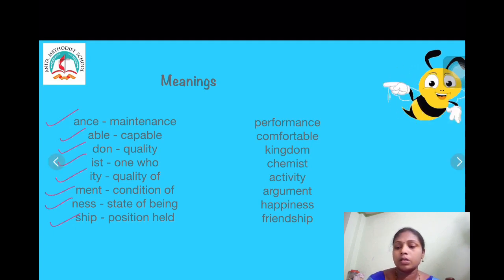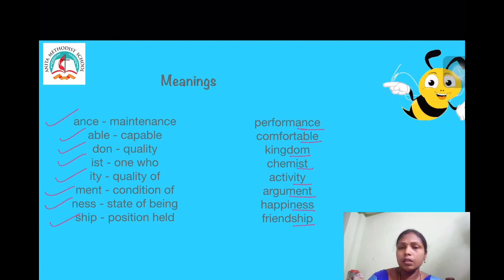I have also given you some example words for all these suffixes. The first one, performance. Can you see this, performance ends with the suffix ANCE. Again, comfortable also ends with a suffix ABLE. Kingdom ends with a suffix DOM. Chemist, IST. Activity, ITY is a suffix. Argument, MENT is a suffix. Happiness, NESS is a suffix. Friendship, ship is again a suffix.